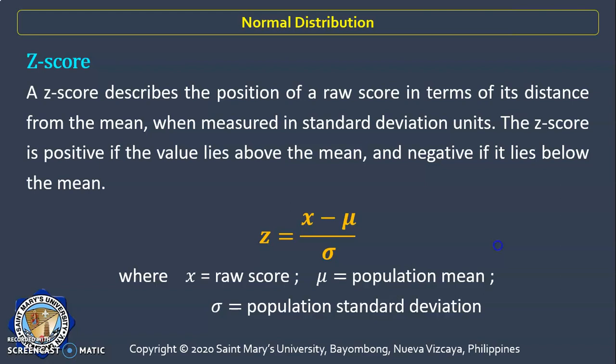Okay, so since the raw score cannot be plotted in the standard normal curve, it should be converted to z-score. So the z-score describes the position of a raw score in terms of its distance from the mean when measured in standard deviation units. The z-score is positive if the value lies above the mean, negative if it lies below the mean. Okay, this is the formula to find the z-score. Z equals X, the raw score, minus the population mean divided by standard deviation.